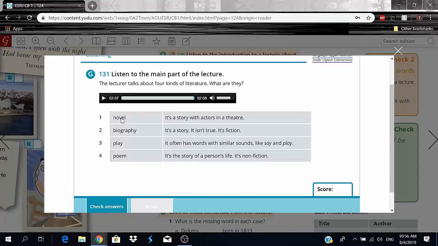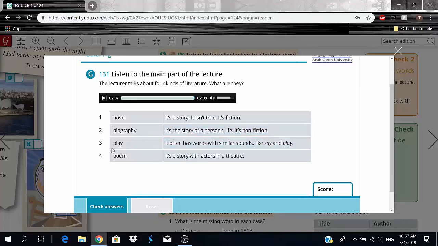So stories that are things that you don't see on Earth is usually called fiction. A story that is simply not true is fiction, so it's a story that isn't true, a novel. Then we have number two, biography. A biography is also a story, but it's a story of a person's life, so it's non-fiction. It's simply a story of a person's life, and it's non-fiction. So we'll have this right here as biography.